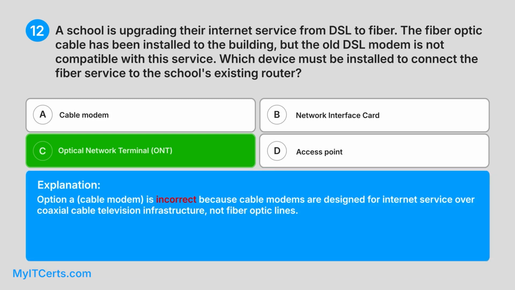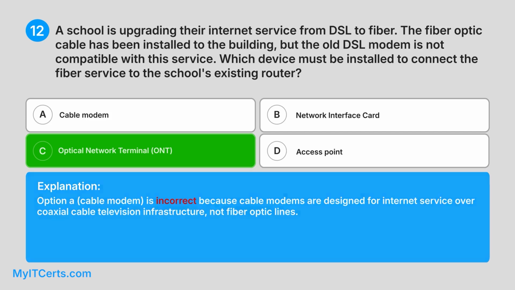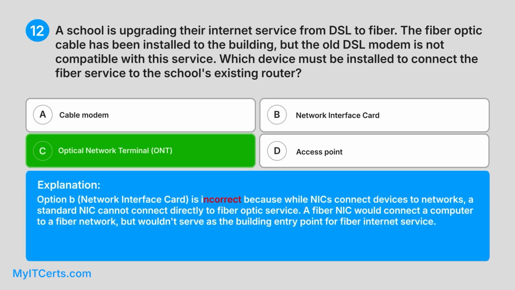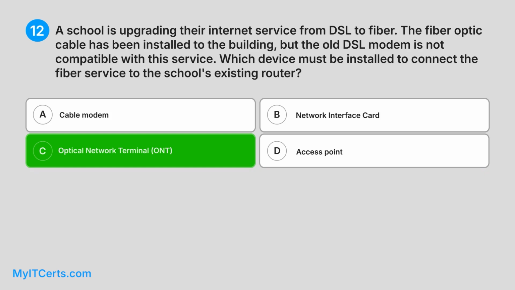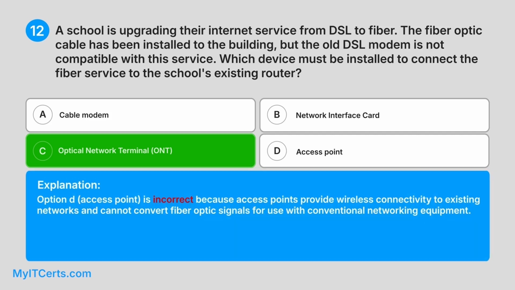Option A, cable modem, is incorrect because cable modems are designed for internet service over coaxial cable television infrastructure, not fiber optic lines. Option B, network interface card, is incorrect because while NICs connect devices to networks, a standard NIC cannot connect directly to fiber optic service. A fiber NIC would connect a computer to a fiber network, but wouldn't serve as the building entry point for fiber internet service. Option D, access point, is incorrect because access points provide wireless connectivity to existing networks and cannot convert fiber optic signals for use with conventional networking equipment.